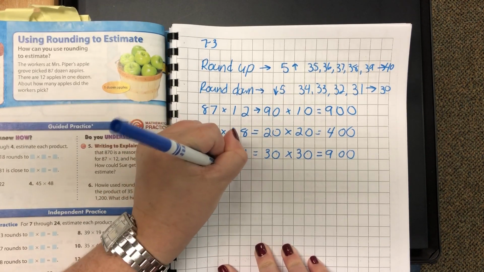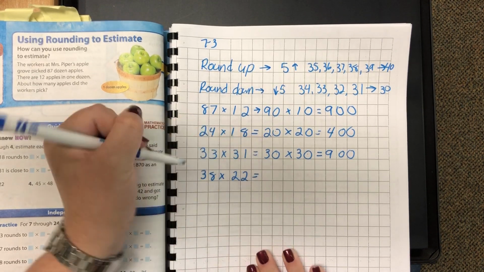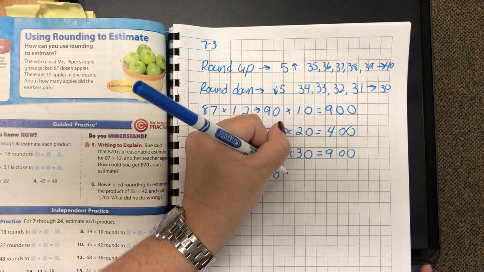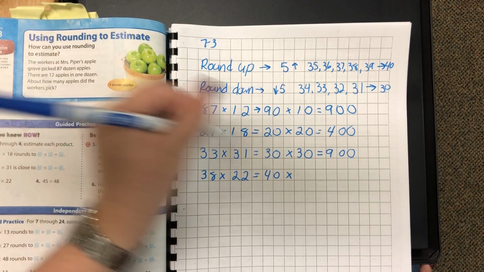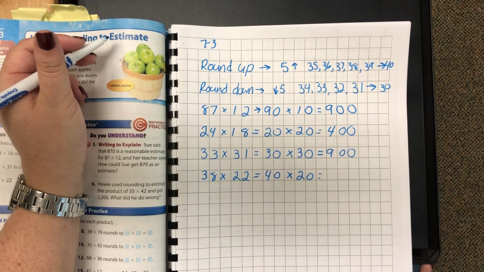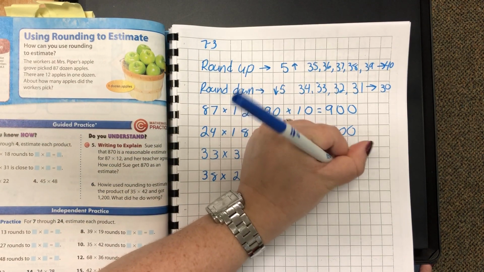38 times 22. 38 gets rounded to 40. 22 gets rounded to 20. What's 4 times 2? 8. Add my 2 zeros, 800.